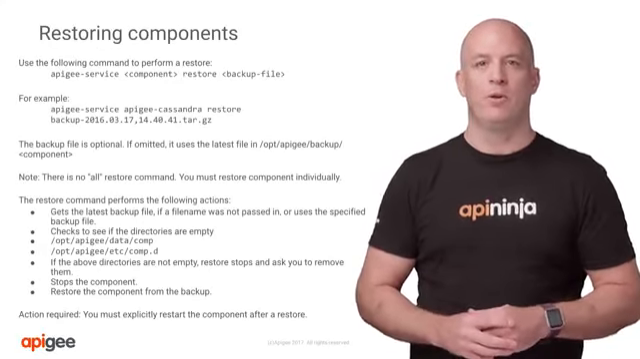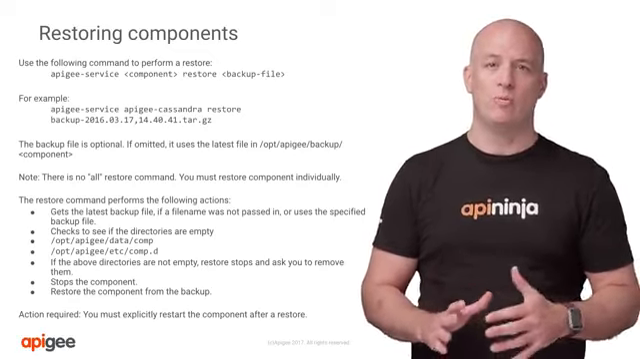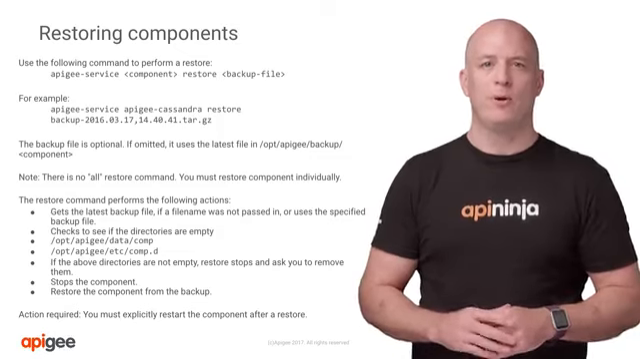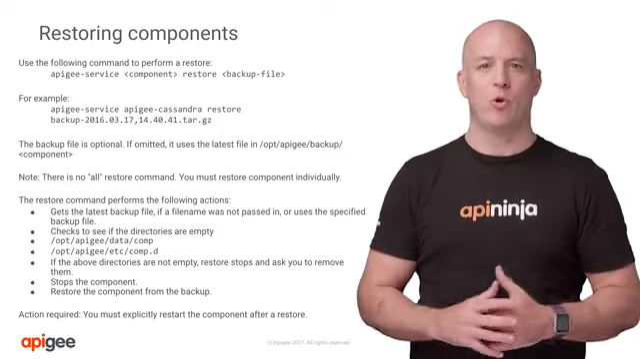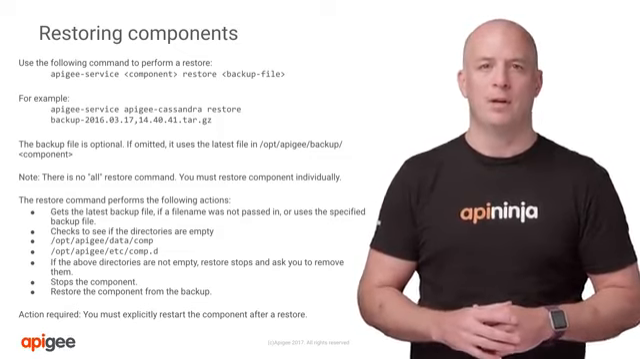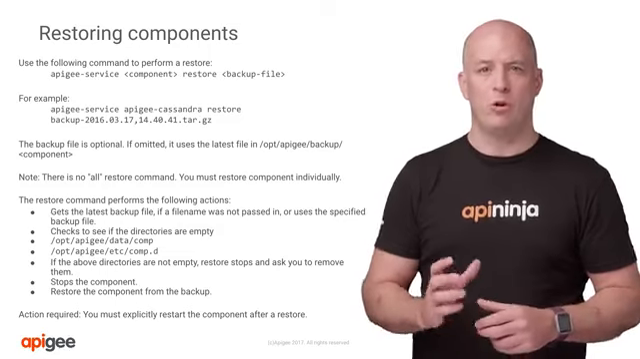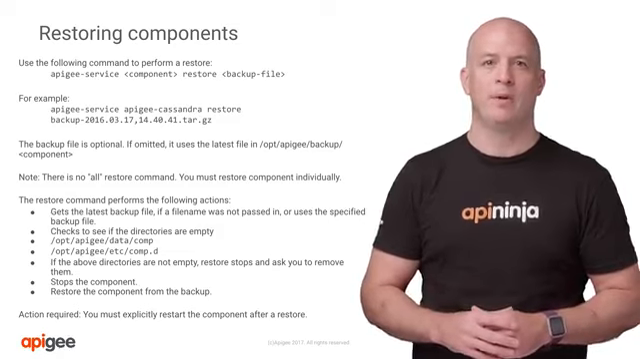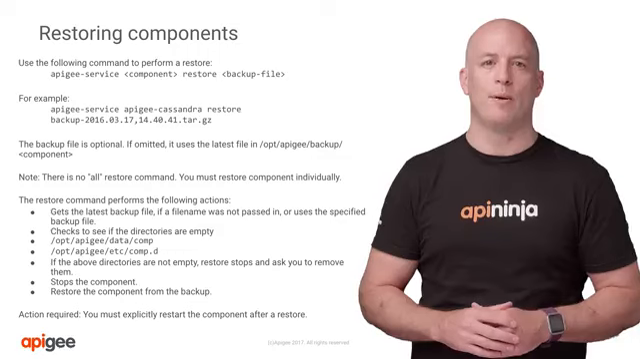Finally for this module, restoring components. If the worst has happened and you need to restore, don't worry, you've got backups, right? Restores can only be done one component at a time. Unlike backups, you cannot use apigee-all to restore all components on a machine. Restoring components follows the same format: apigee-service, component name, restore, and optionally supply a backup file name. If no backup file is supplied, then the utility will use the most recent one.